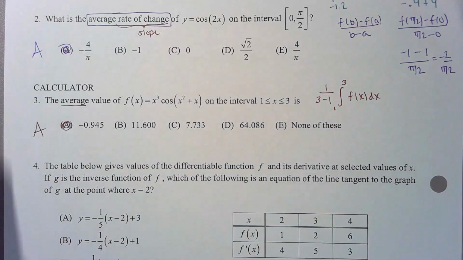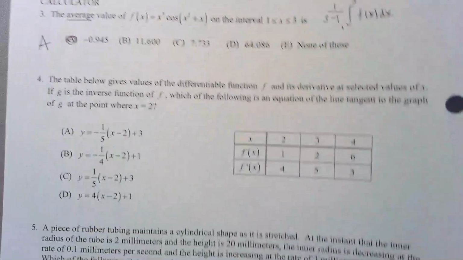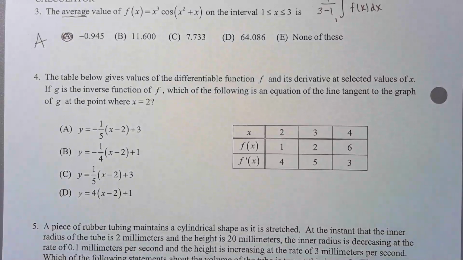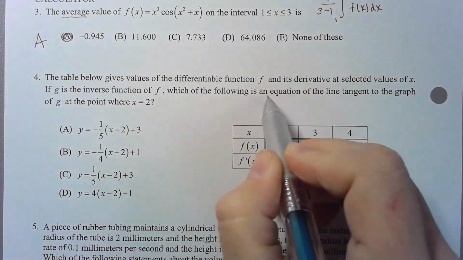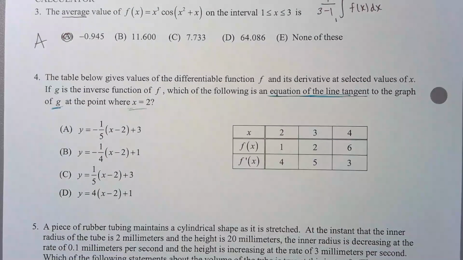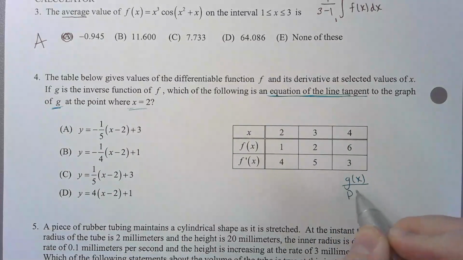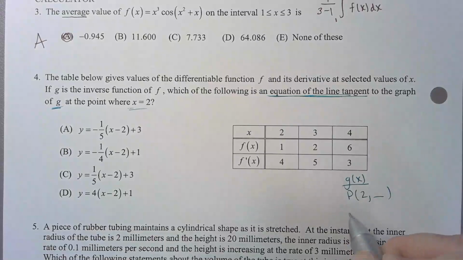Okay, so far we've reviewed average rate of change and average value, right? Very different in terms of how we calculate those. All right, question number 4. Again, the root of the question is saying write an equation of a tangent line to the graph of g when x equals 2. So if I'm talking about the function g, I need a point, which they gave me the x coordinate, and I need the slope.